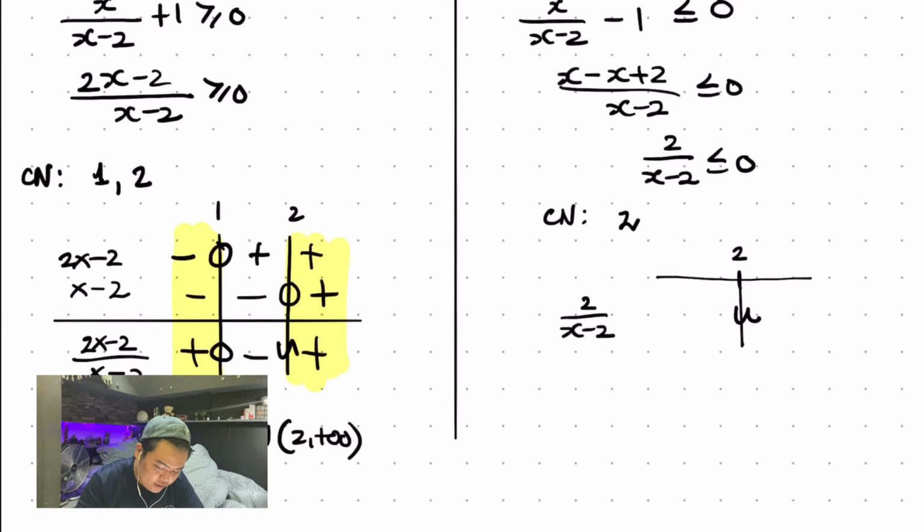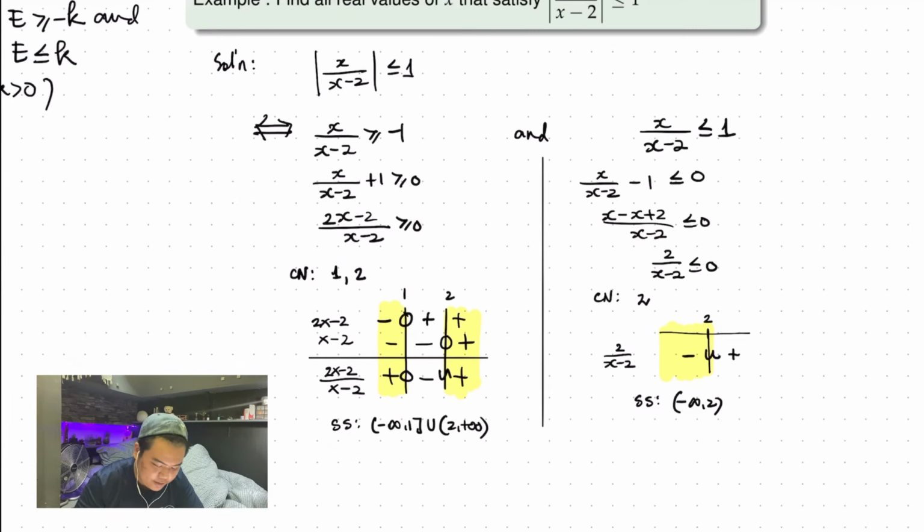Sa left ni 2, let's say 0. 2 over 0 minus 2 is 2 over negative, so negative. Kapag 3 naman, magpa-positive. So, gusto mo less than or equal to 0. So, ang hinihinging sagot dito ay itong part na to. So, ang solution set for this ay negative infinity to 2. Hindi kasali si 2. Clear ba yan?